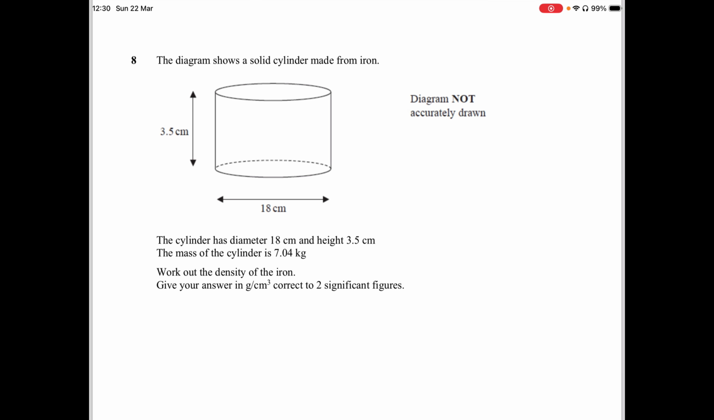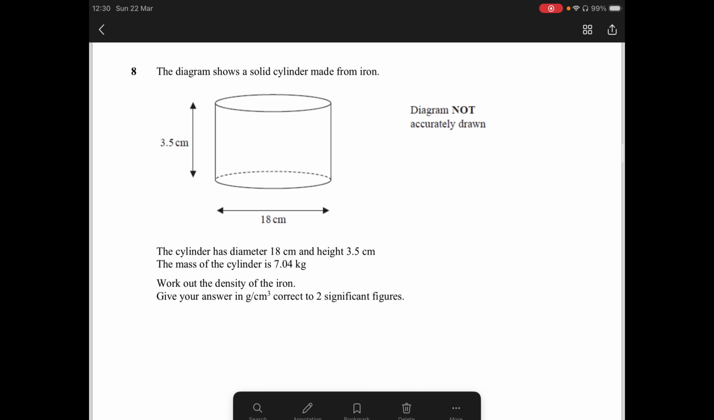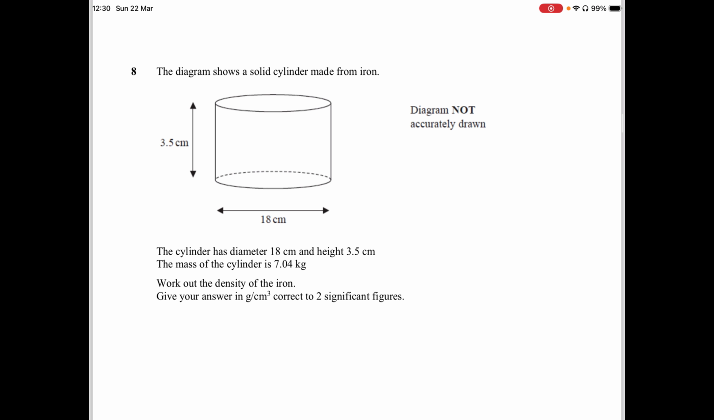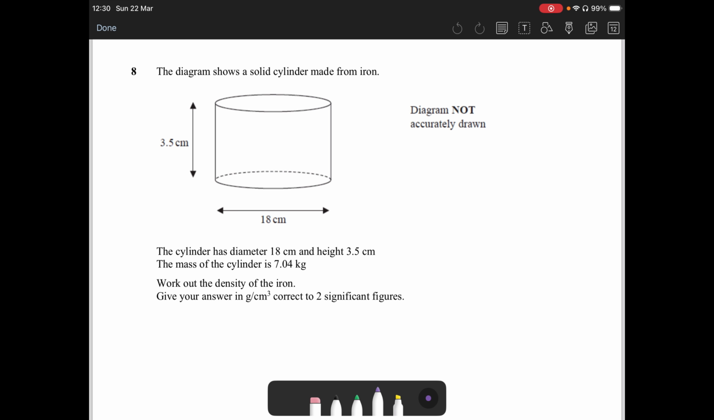Right, question number 8. We've got a cylinder and we're told the mass. Now for this question, you do need to know the formula for density. Density is mass over volume, so let me write that down first. Density is mass over volume. So what do we know? Well, we know the mass, but we don't know the volume. So let's work that out.